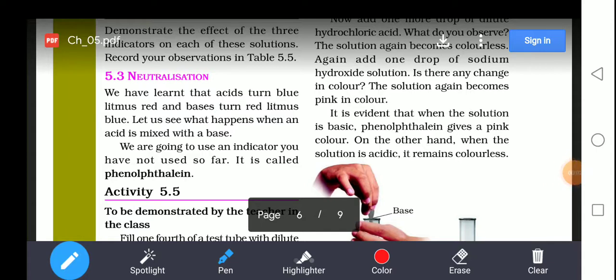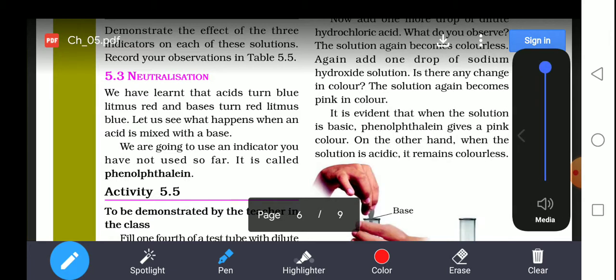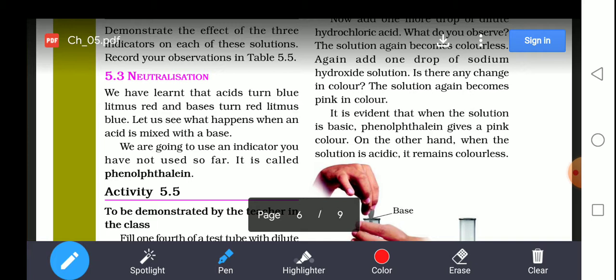Good morning, students. Today's chapter, which we have already discussed, is chapter number 5, neutralization. The definition of neutralization is the reaction between acid and base. When you mix acid and base, at a particular point it will become neutral. Neutral means it is neither acidic nor basic. So this is the neutralization process.